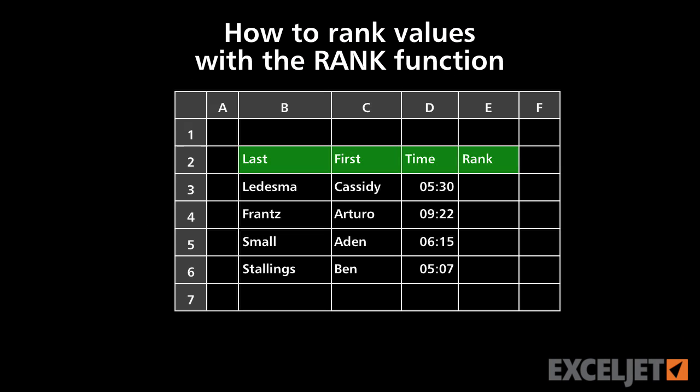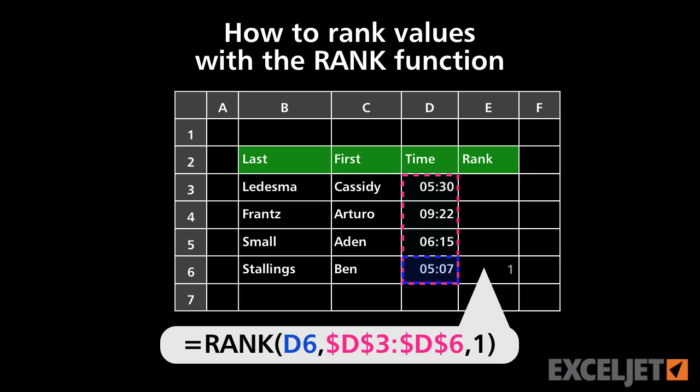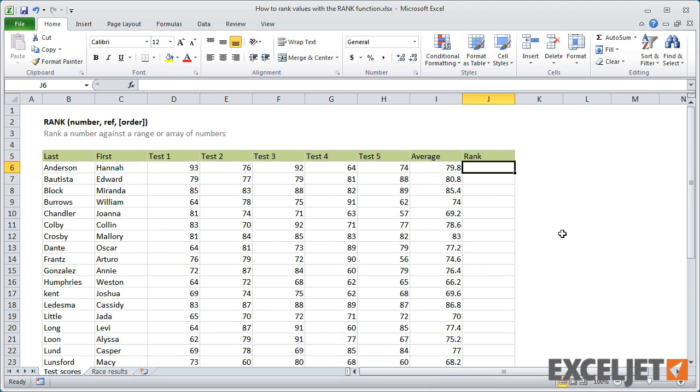In this video, we'll look at how to rank values in ascending or descending order using the rank function. Here we have a table that contains 5 test scores for a group of students and an average score in column I. How can we rank these students from highest to lowest scores?